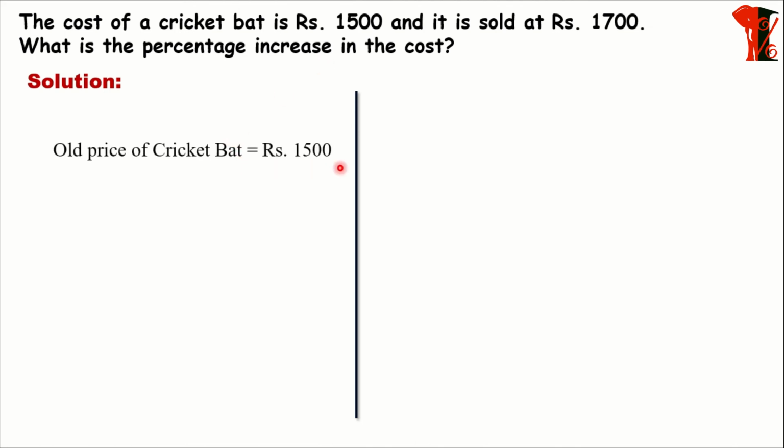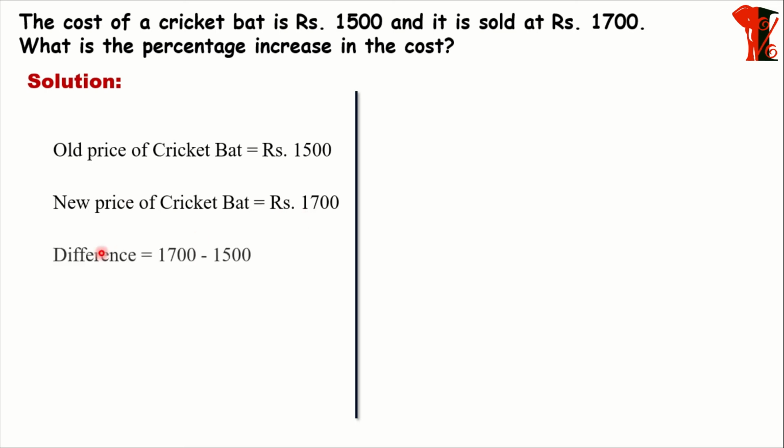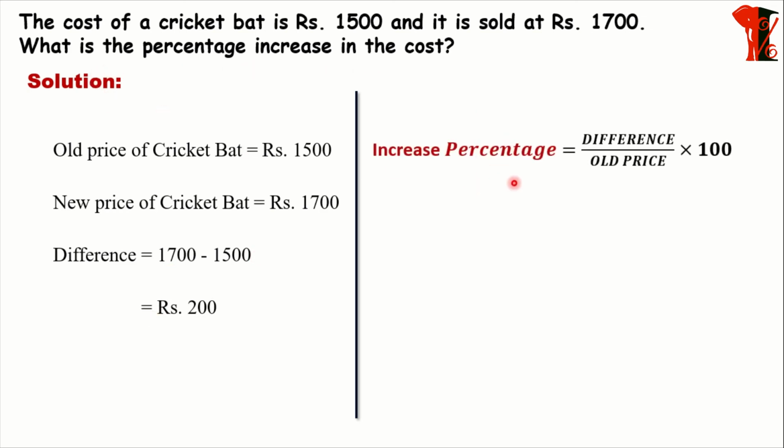Old price was 1500 rupees. New price is rupees 1700. The difference is 1700 minus 1500. You can clearly see the smaller value is subtracted from the bigger value. Now we are asked to find the percentage increase. So what is the formula? Increase percentage is equal to difference by old price into 100. Substitute the values. Difference is 200 and old price 1500, into 100. You can cancel two zeros. You will get 200 by 15. Now you divide 200 by 15. You will get 13.33%. That is the increase in the price.